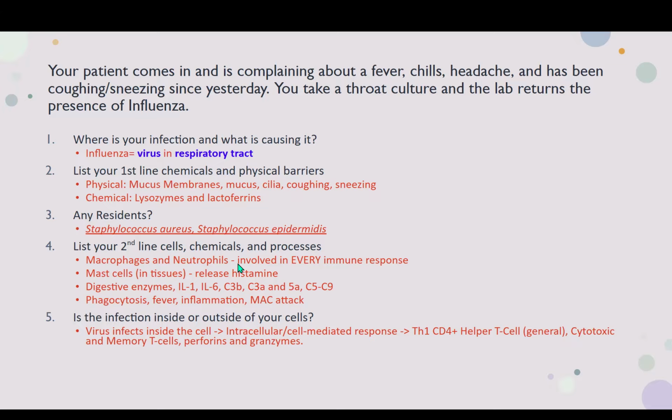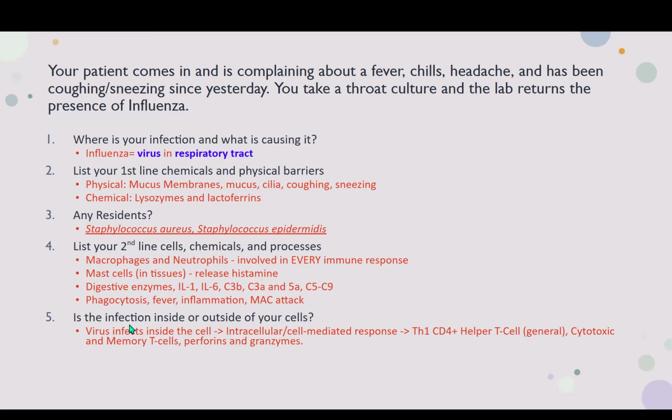Same thing for second line cells. You should always have macrophages and neutrophils every single time. And then if you miss the mast cell or the eosinophil, you at least get partial credit versus missing all credit on the exams.